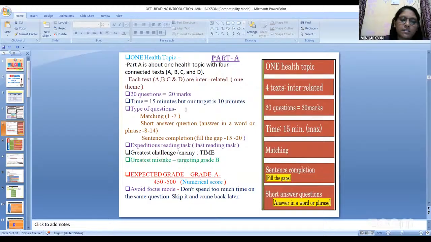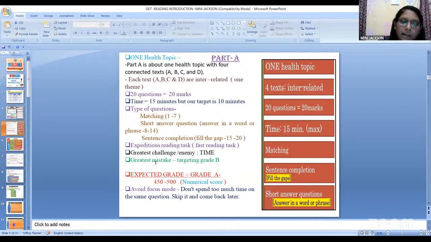Then the greatest challenge or enemy is time, because if we couldn't finish the 20 questions in 50 minutes, or it takes more time, then we have to practice more before doing the exam.